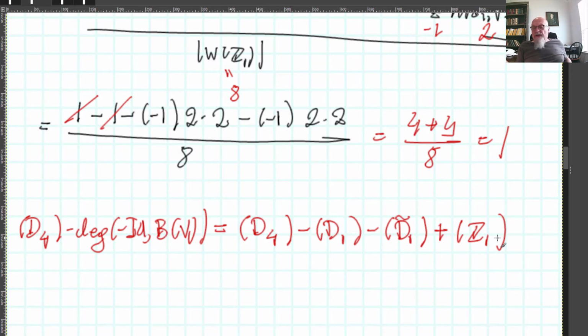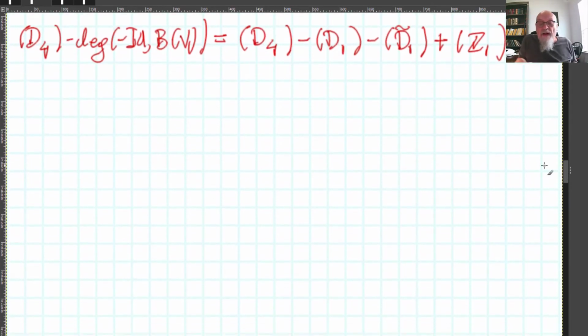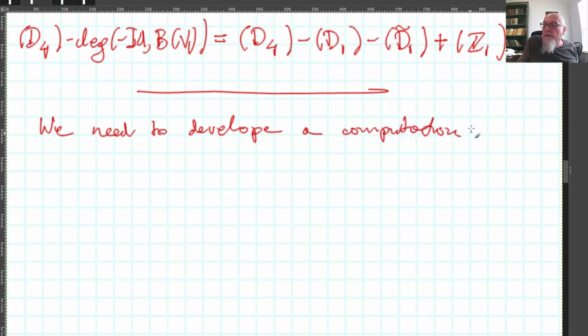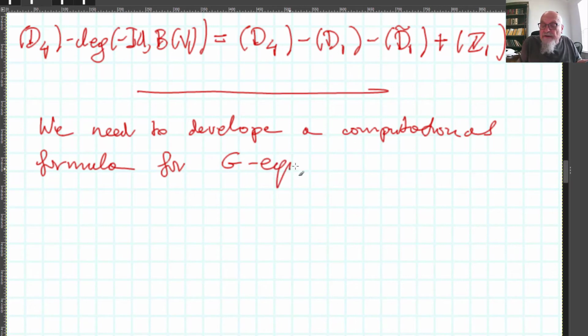So what is our next topic, next objective? Our next objective is to talk about the linear maps. So we need to develop a computational formula for G-equivariant isomorphisms.